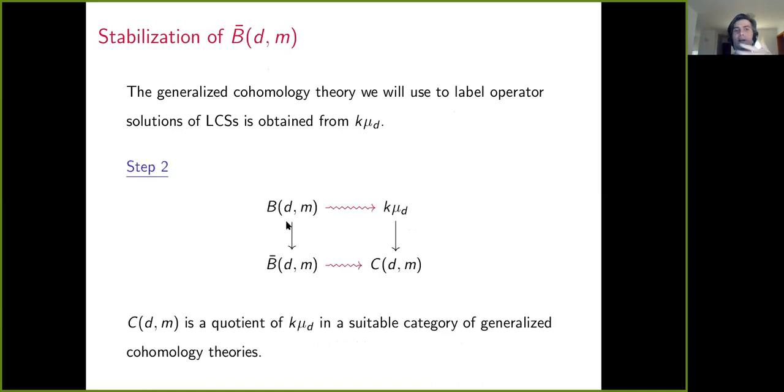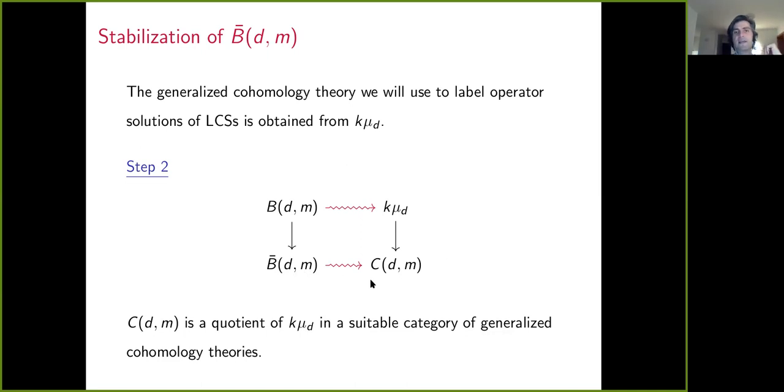So remember that B bar is a quotient of B space, and K mu D is associated to this space. So that's essentially the same thing. So the generalized cohomology is on the right-hand side. You can also take some sort of quotient in a suitable category. And that quotient is going to give you another generalized cohomology theory, which behaves like a stabilization of this B bar space. So yeah, the stabilization of the B bar space is not as direct as the BDM space, because the stabilization maps don't really descend to B bar. And you have to go through taking the quotient in a different category.